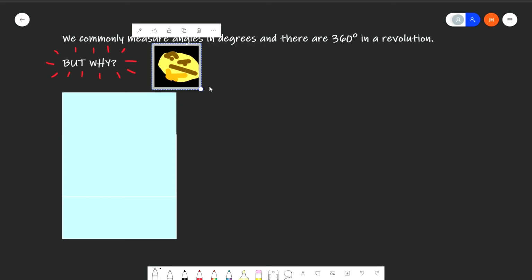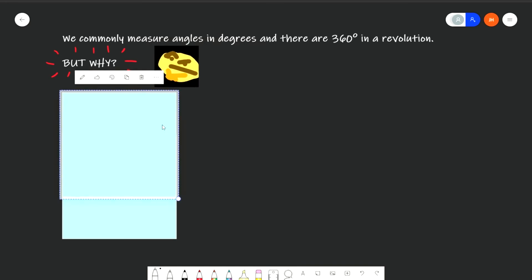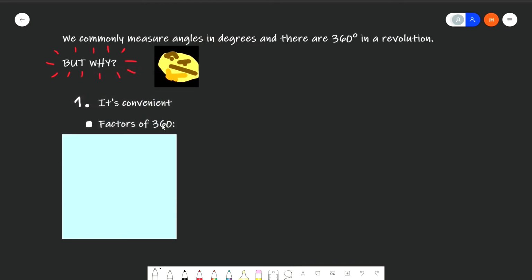The answer to that is actually twofold. There's two main reasons why there's 360 degrees to a revolution. The first reason is that it's convenient. It just so happens that 360 degrees is a number with many factors. In fact, 360 is divisible by the number 1. It's divisible by 2. It's divisible by 3. It's divisible by 4, 5, 6, not 7. It's not divisible by 7, unfortunately, but it is divisible by 8. It's divisible by 9, and so on.